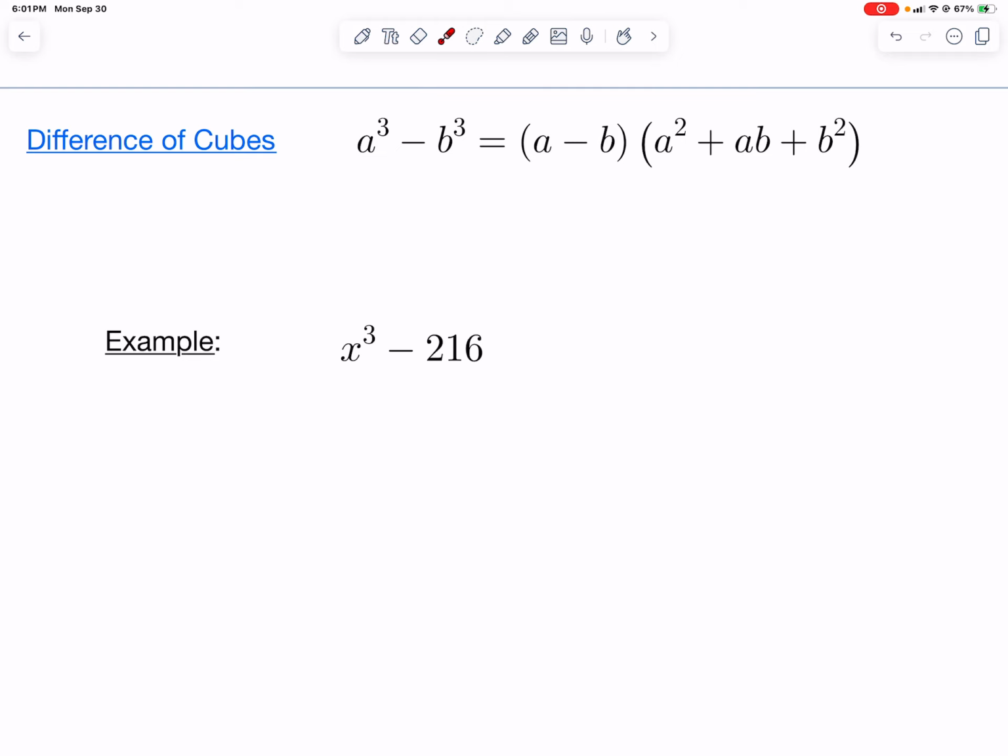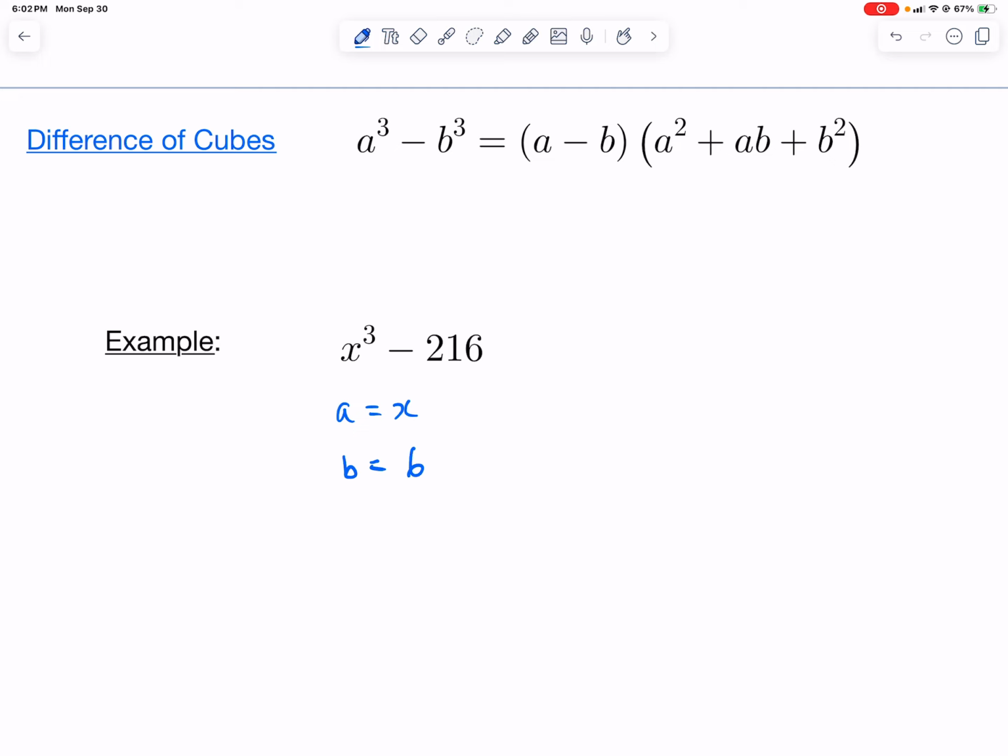So let's take a look at this example. We have x cubed minus 216. This is a difference of cubes. These are cubes. So let's go ahead and identify our a. My a here is going to be x. And how did we get that? We took the cube root of x. And then to find b, we're going to take the cube root of 216. And the cube root of 216 is 6.